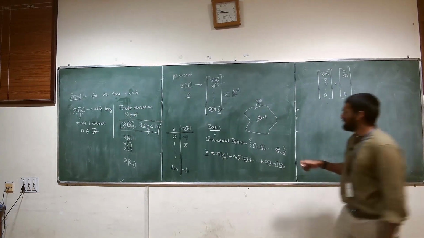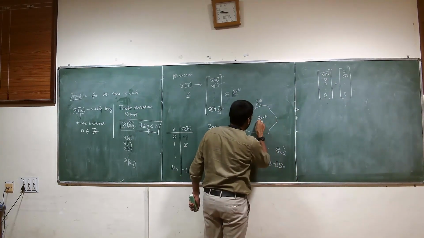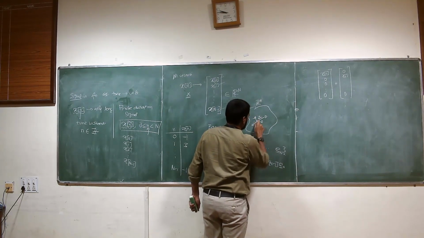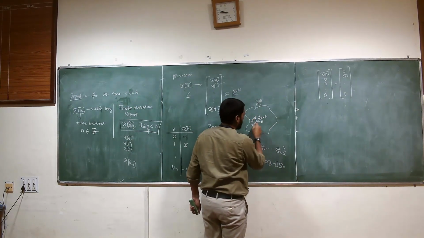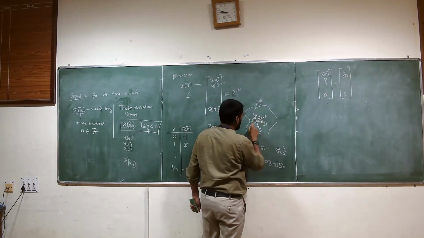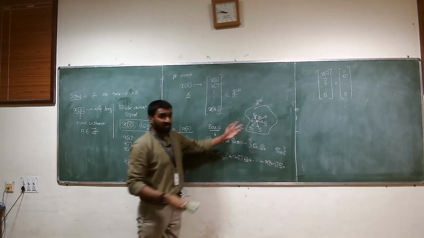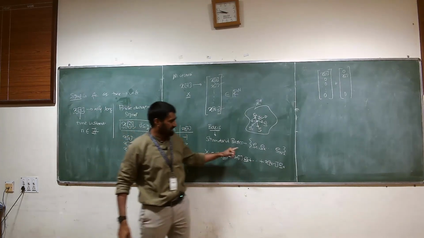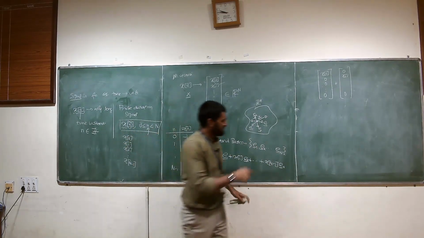And the standard basis are some vectors like this in your Rn. There are n of them. Each one has a length 1. So let's say this is E1, E2, E3, E4, and so on and so forth. And all of them are orthogonal to each other. Standard basis forms an orthonormal basis.